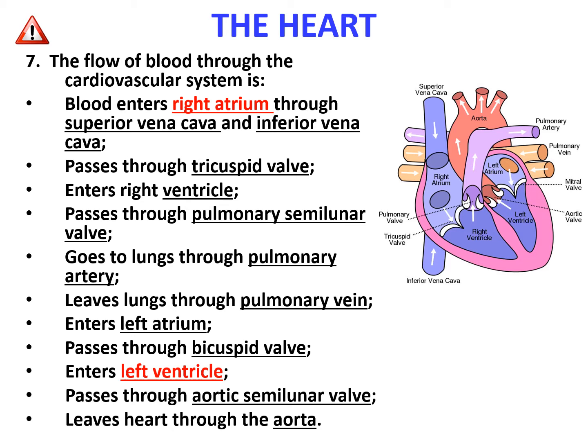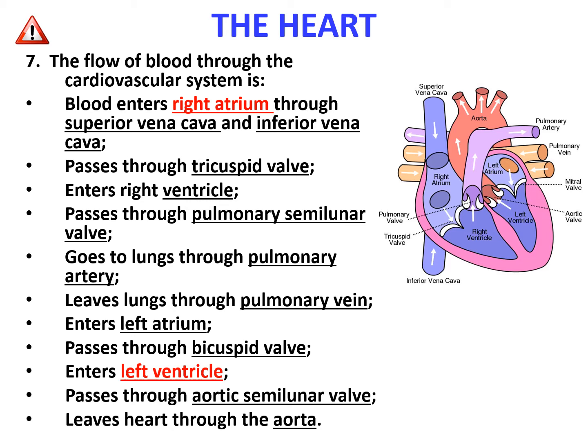So when the heart pumps, it opens up the tricuspid valve, takes the blood that was dumped in the right atrium, and sends it into the right ventricle. Then it passes through the pulmonary valve, and then it goes to the lungs through the pulmonary artery.